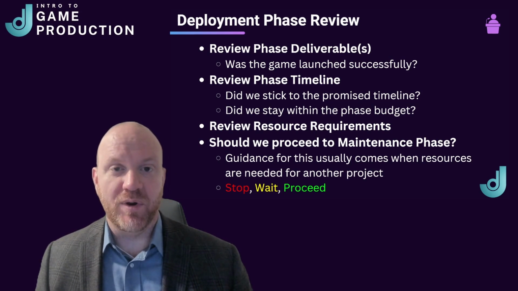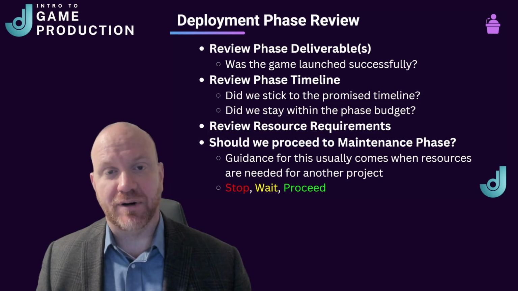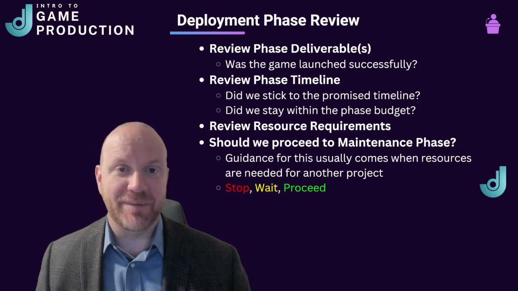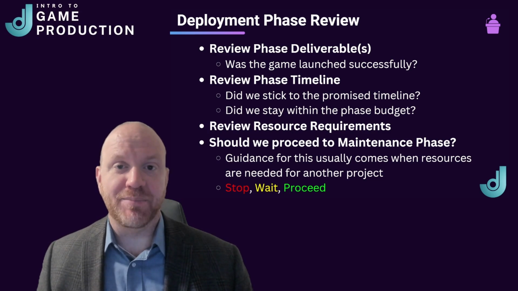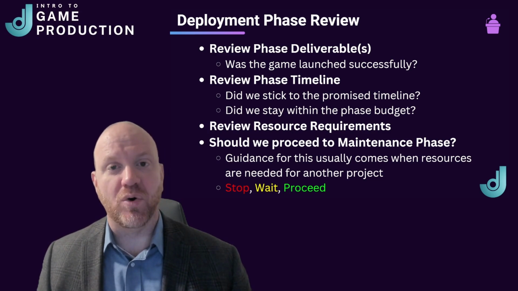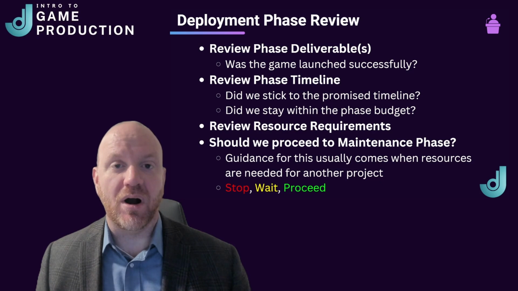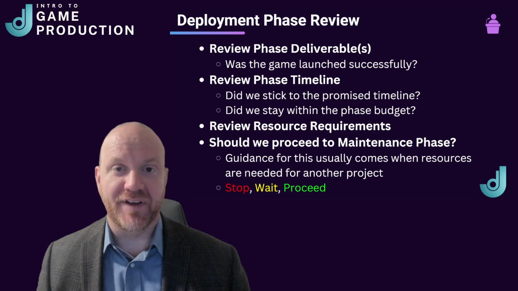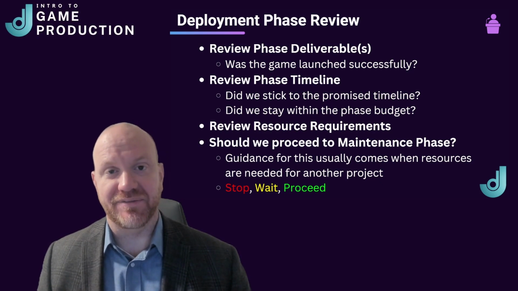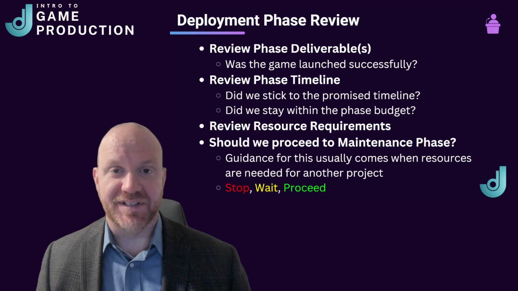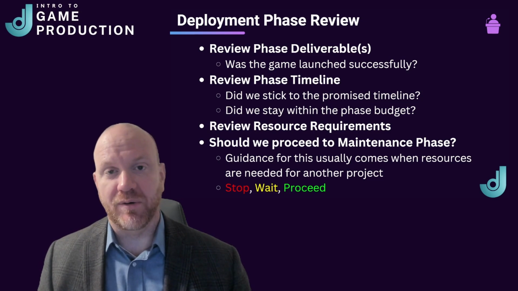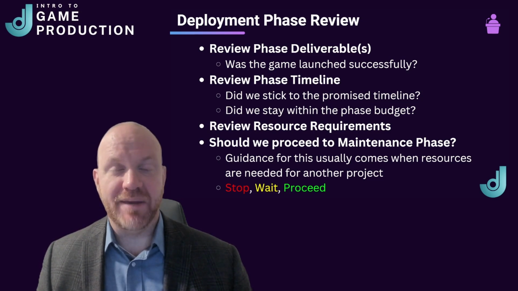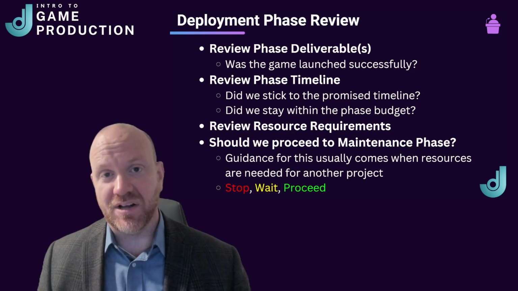And ultimately, we want to make a decision of whether we're ready to move to the maintenance phase of our project. And like I said, this is typically when resources are going to be needed for other projects. And as the producer, you need to determine what is the core staff required, or what are the core competencies that need to remain available to support the maintenance phase of your game. And just like all the other phases, we want to make a determination of whether we want to stop, which may mean that we don't proceed to the maintenance phase in some cases if the launch was not successful.